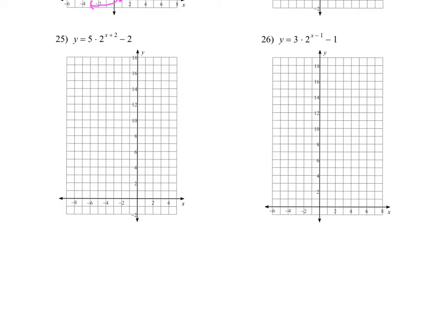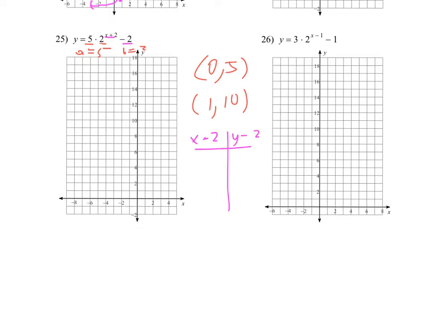All right, next up, number 25. For this one, my a is now 5, and our b is right here. The base of the exponent is 2. And so my original magic points are going to be 0, comma a, so that's 0, comma 5, and then 1, comma a times b, so that's going to be 10. However, I have some more transformations here. I have that x plus 2 up there. Since x lies, it's going to be x minus 2. And then over here is a down 2, so I'm going to say y minus 2. So in this case, they're both going to be subtracting 2, the x because x lies, and the y because y tells the truth.